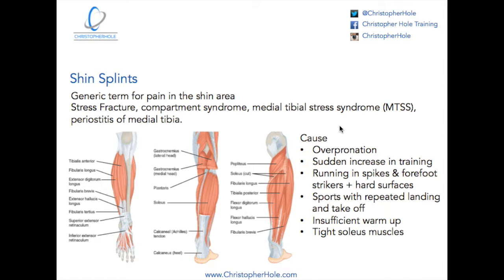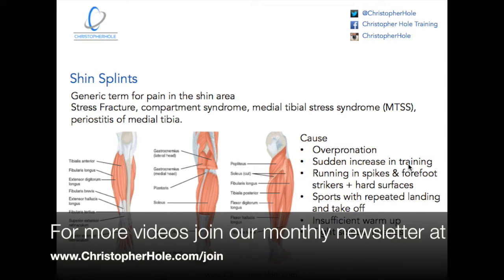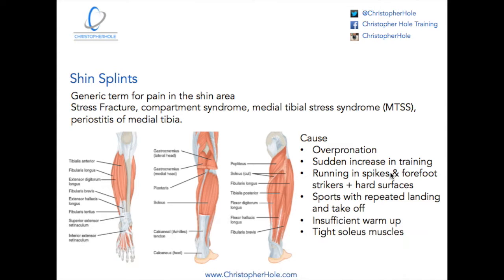So then we come on to potential causes of that. Now again, they are quite lengthy, but there are general common threads to it. So you've got overpronation, which is the foot falling in flat, a sudden increase in training, so your running miles go from 20 to 40 in a week, running in spikes, and forefoot strikers and hard surfaces. So when you're running up on your toes, if the muscles of your feet and the muscles of your ankle aren't functioning properly, you can get a lot of stress going right up through the foot.